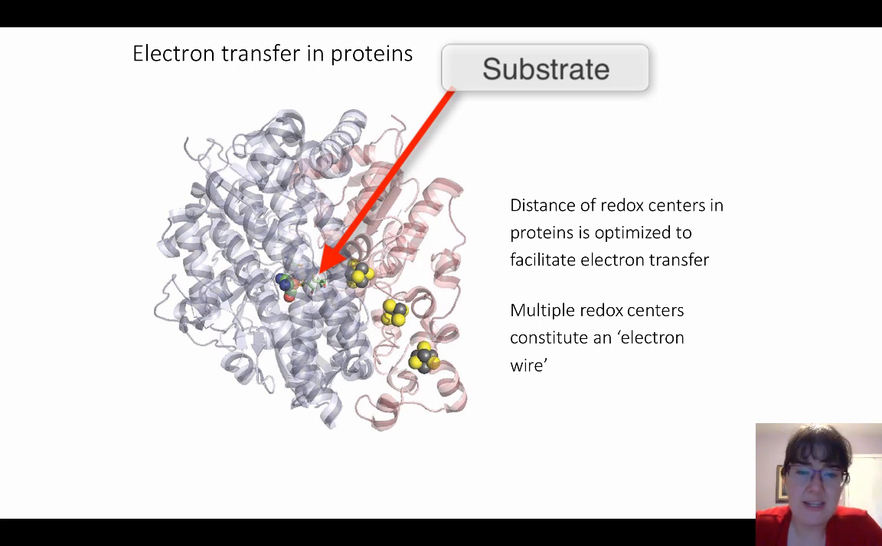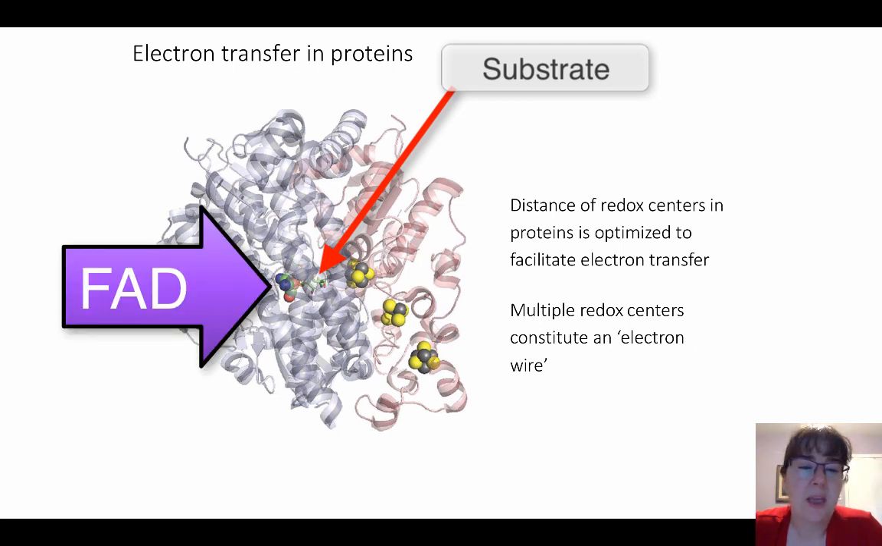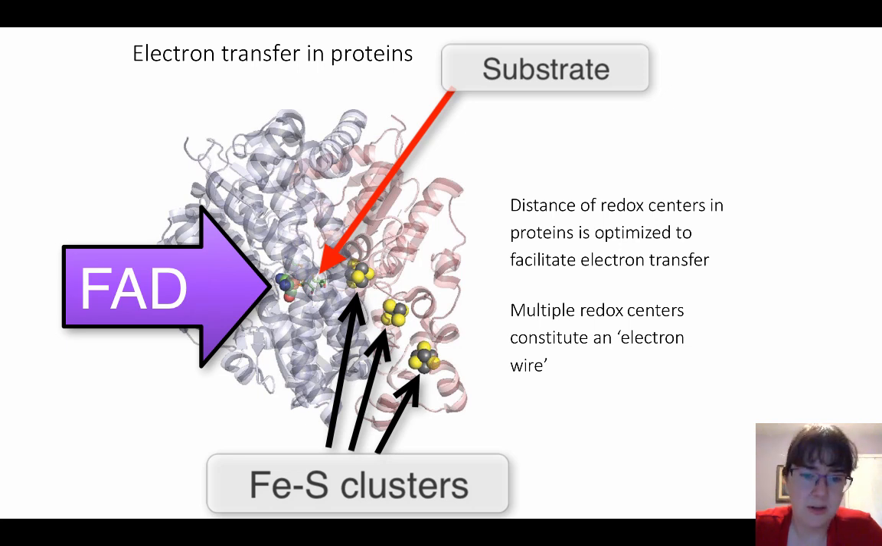So what you have in here is both the FAD cluster, which is in multiple colors in the very middle of the enzyme, and then those gray and yellow parts are your iron-sulfur clusters. What happens is these electrons are essentially passed from the substrate to FAD to the various iron-sulfur clusters, and they have to be close enough, physically close enough, to pass electrons.